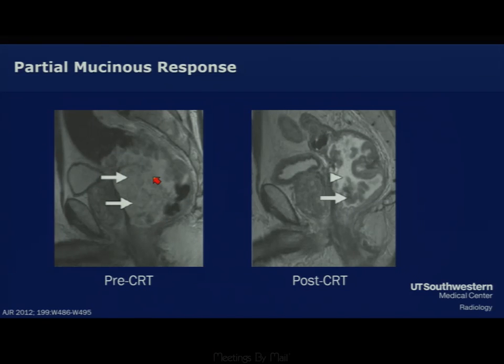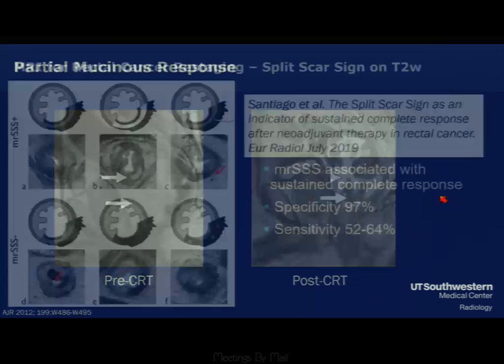This is from the literature, a large mucinous tumor here. You can see the areas of high signal intensity on T2. On the post-CRT, you see there's a large amount of more homogeneous, bright signal intensity, featureless, non-cellular or acellular mucin, which is the portion that has responded, and there's some areas of maintained tumoral signal as well. So this is partial response in mucinous tumor.